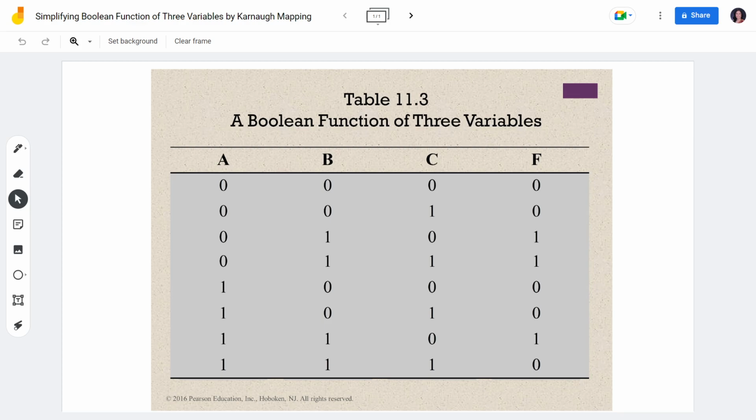process of Karnaugh mapping. So in this lesson, in this Table 11.3, just the same as the example that I used in algebraic manipulation. This is found in Computer Organization and Architecture by William Stallings, Chapter 11, Digital Logic. So without further ado, let's start our demonstration on how to do this.